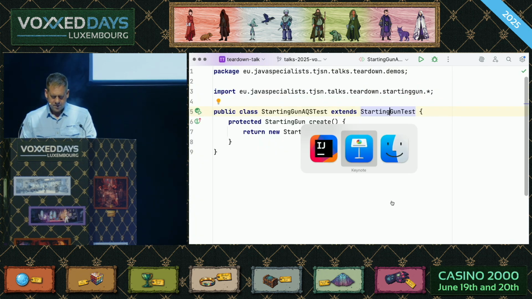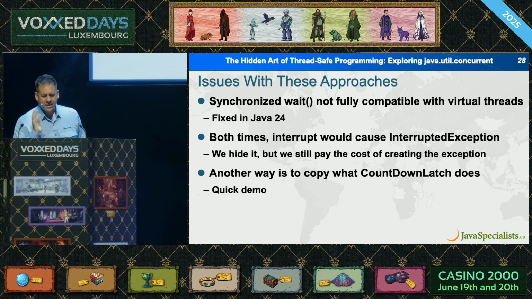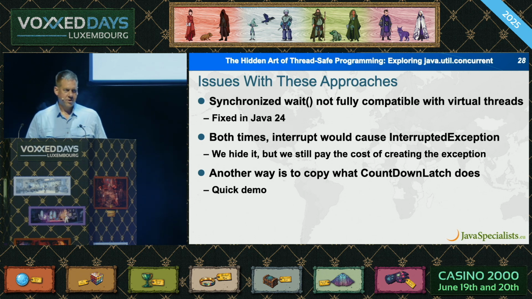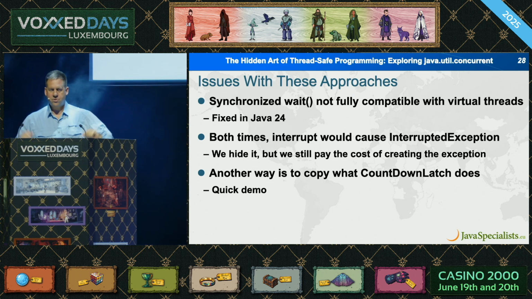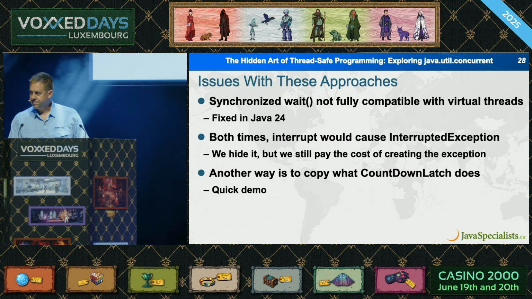All right. So which one's the best one? I actually think that the second one is the best one, if you can afford the cost of the additional exception. It's compatible everywhere, and we've delegated the problem to the countdown latch.